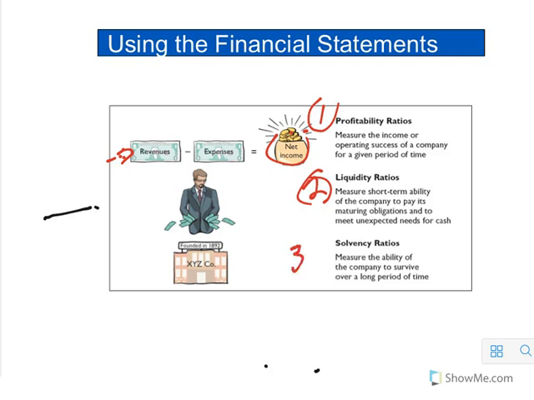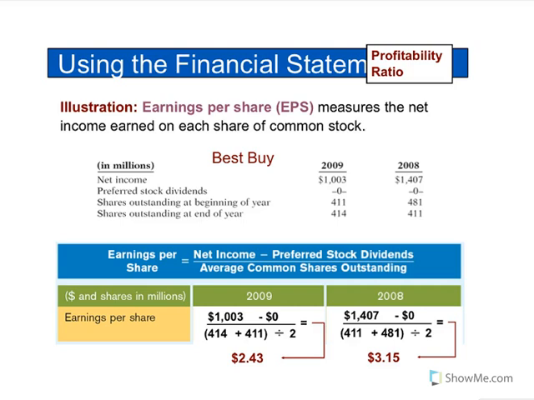Then there are ratios that are more long-term in nature. They measure the ability of the company to survive over the long term. Those are our debt-to-equity ratios or debt-to-total asset ratios. These are the three categories of ratios. We're going to introduce them now, and later on we will add more ratios in each of these categories.